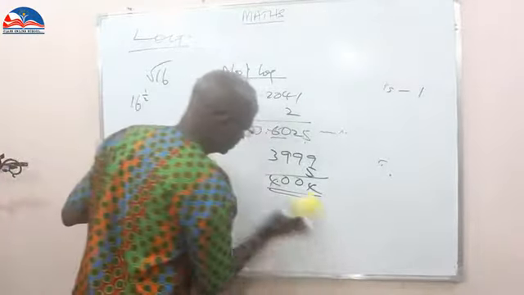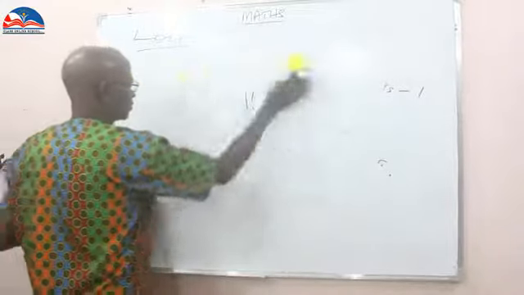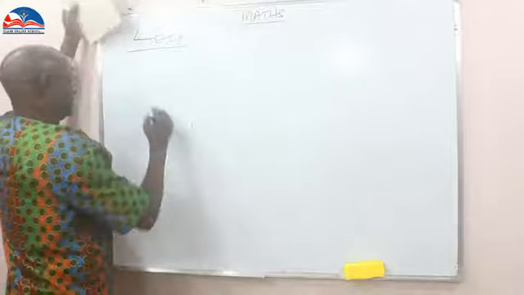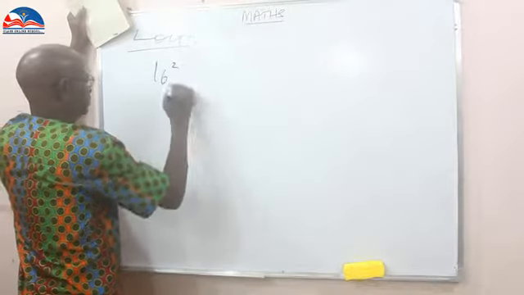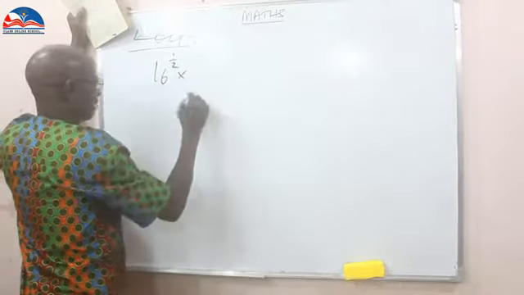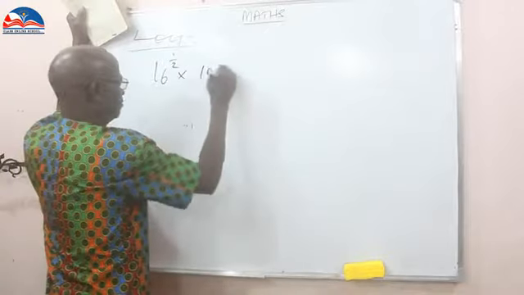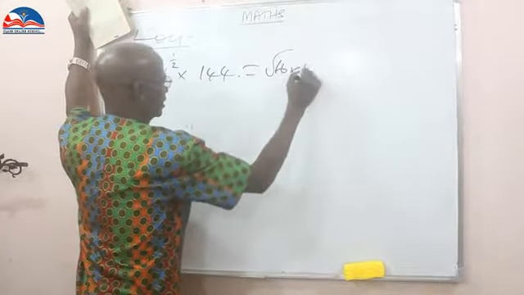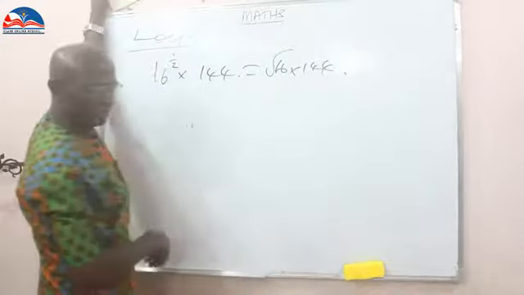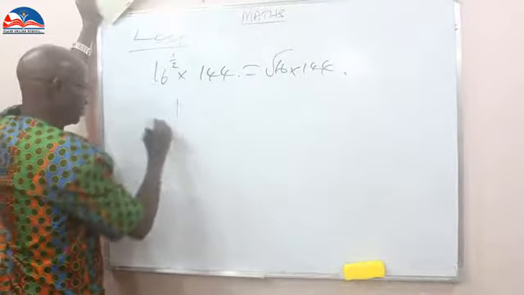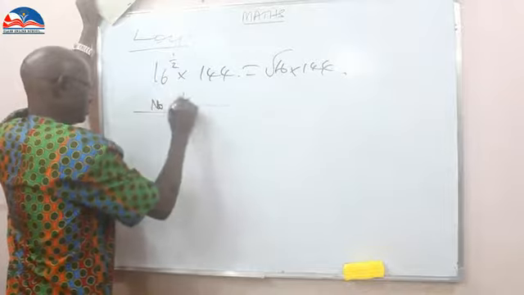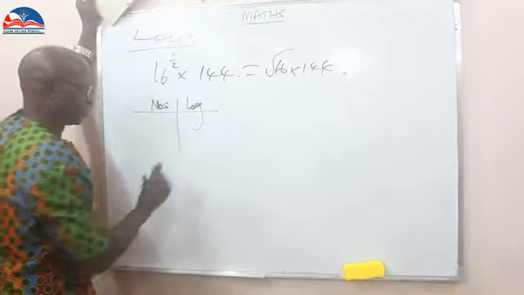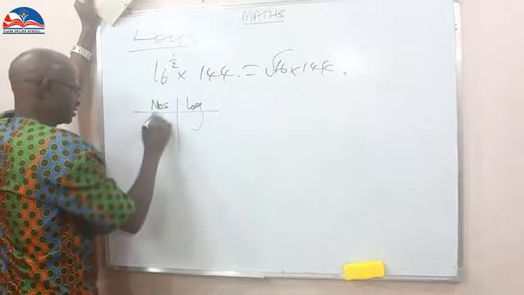Now, if you have numbers, maybe 16 to power half times 144. This is the same as square root of 16 times 144. What do you do? You use a four-figure table. You cut your number and the log. Numbers and log. For square root of 16, that's 16 to power half.